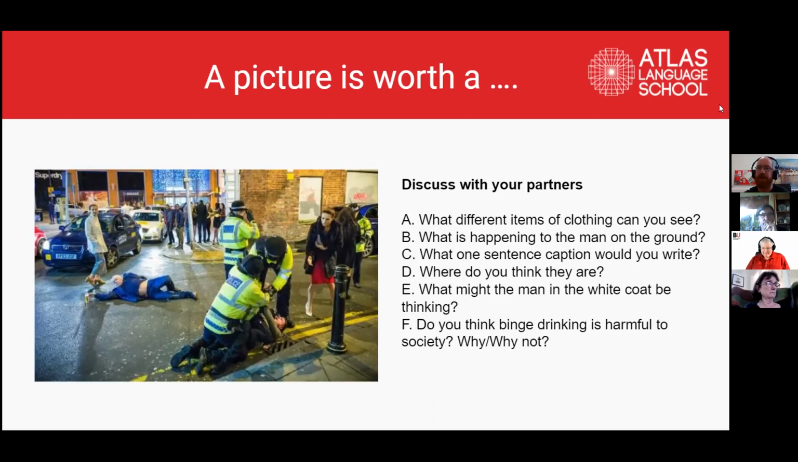Thanks for that, Kevin. What might the man in the white coat be thinking? Patrick, what do you think? What's this man here thinking? The man on the far side, is it? Yeah. He's probably thinking, glad it's not me. Or what the hell is going on? What the hell is going on, yeah.